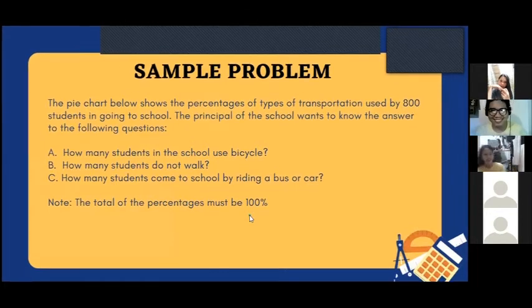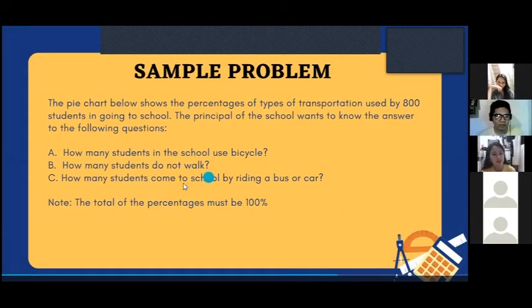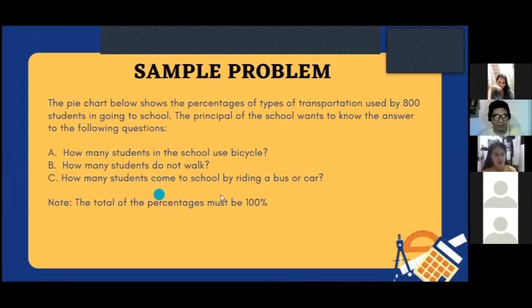Thank you. So I am Rosalyn Abelio, and I am going to discuss the sample problem. The pie chart below shows the percentages of types of transportation used by 800 students in going to school. The principal of the school wants to know the answer to the following questions. So this would be the basis for the pie graph. A. How many students in the school use bicycle? B. How many students do not walk? Letter C. How many students come to school by riding a bus or car? So note, the total of the percentages must be 100%.